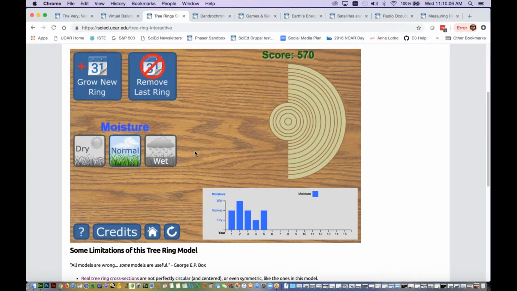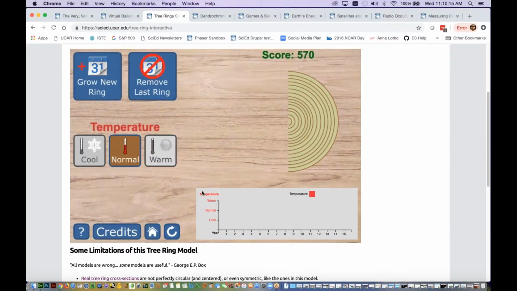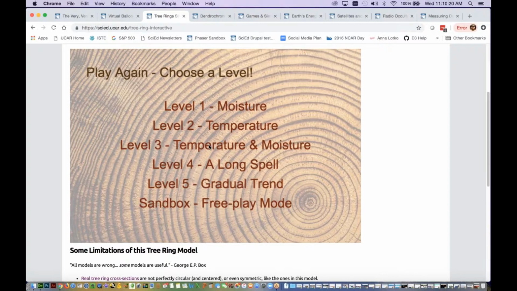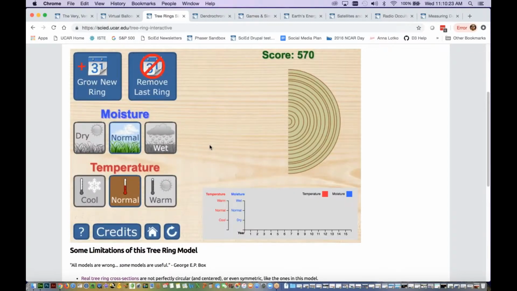This level of the game is emphasizing using moisture as the indicator. Tree rings are also responsive to temperature. So we have a level where you play around with different temperatures, and then it gets really tricky when you start combining them. You have to get both the right level of moisture and the right sort of temperature conditions to match the tree ring, which makes it more realistic but more challenging to do.